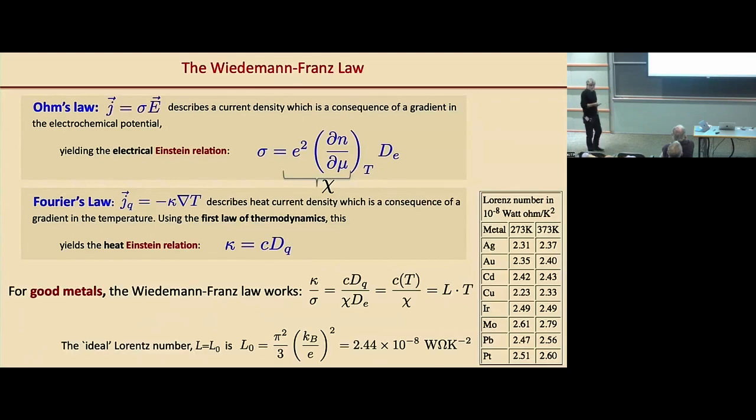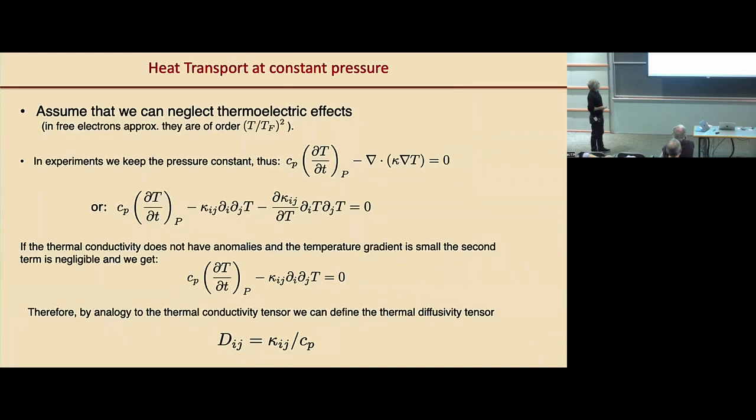Simply divide the two, and if the two diffusivities are indeed equal, when only electrons are at play, then you get the Wiedemann-Franz law, and L, the proportionality constant to the temperature, is simply the Lorentz number. Okay, so far this is very simple.